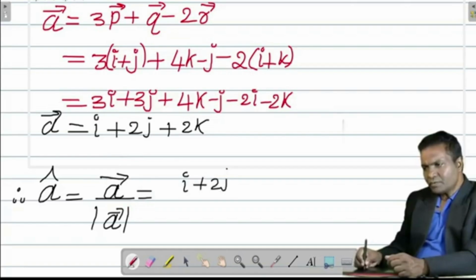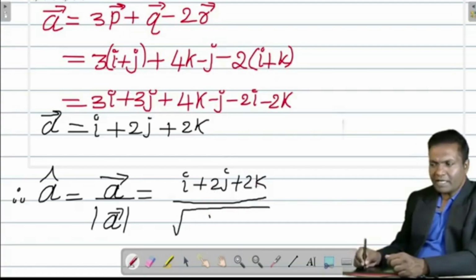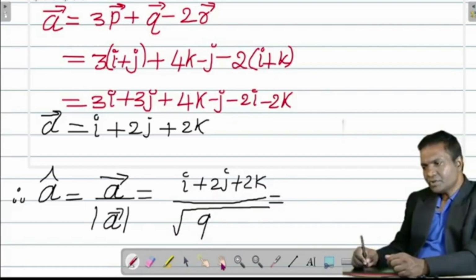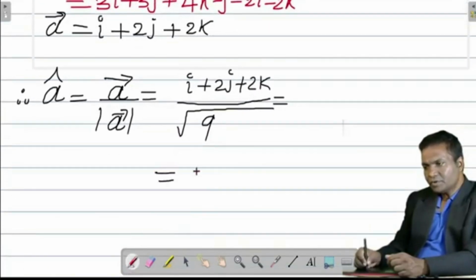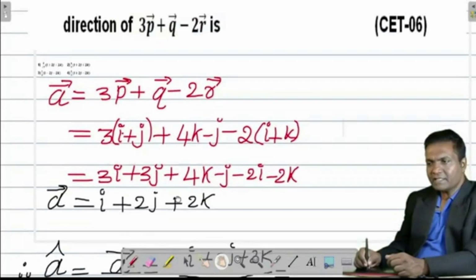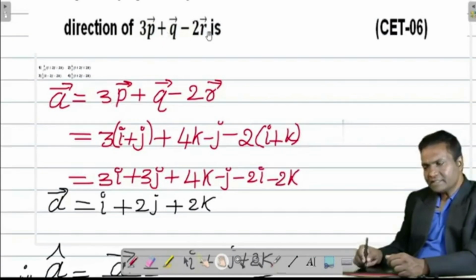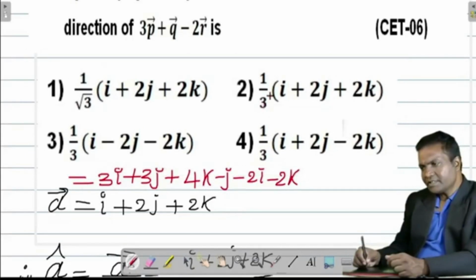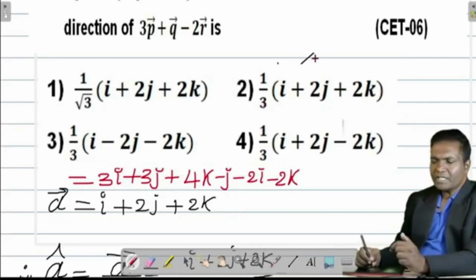So i plus 2j plus 2k divided by its magnitude, meaning 1 square plus 2 square plus 2 square, you will get 9, which is nothing but i plus 2j plus 2k by 3. So (i plus 2j plus 2k)/3 is the unit vector in this direction. Okay, so you can check your answer. So this is the correct option. So let's move on to the next question.